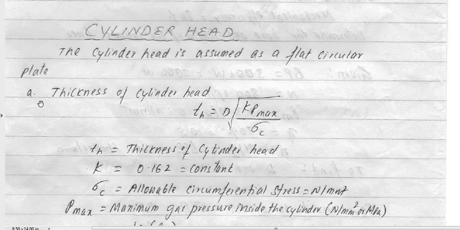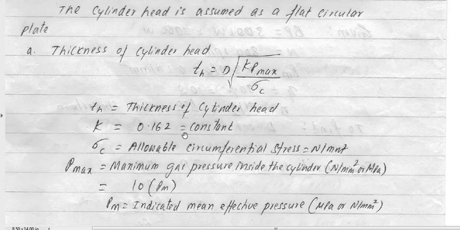So the first equation is for the thickness of the cylinder head. There is a formula for finding it, denoted by t_h. t_h is equal to D into the square root of k into P_max divided by sigma_c, where t_h is the thickness of the cylinder head and k is a constant taken as 0.162, and sigma_c is the allowable circumferential stress in Newton per meter square.